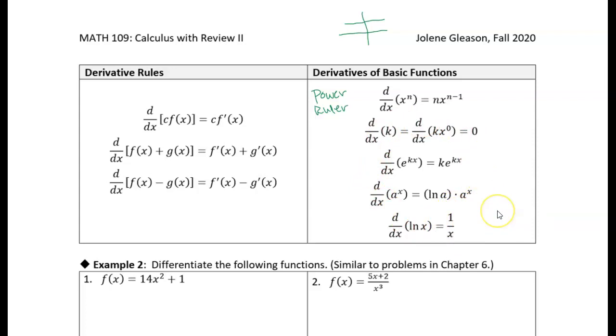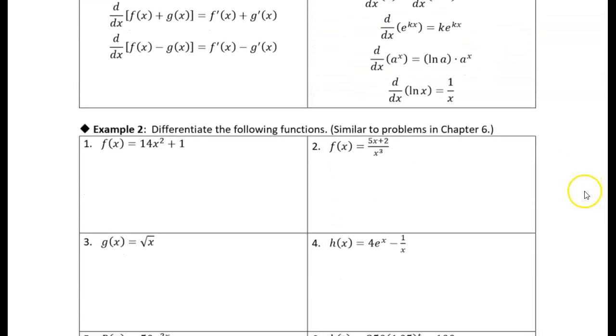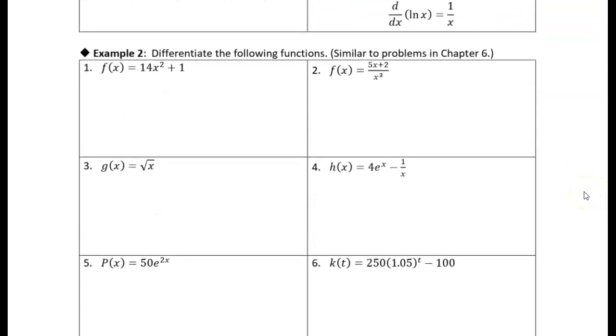So let's practice using them. That's what example 2 is. It's just a bunch of practice, and that's what we're going to do in class. It just takes a lot of practice to get all these basic rules down. So the first part of example 2 is we want to find the derivative of 14x squared.